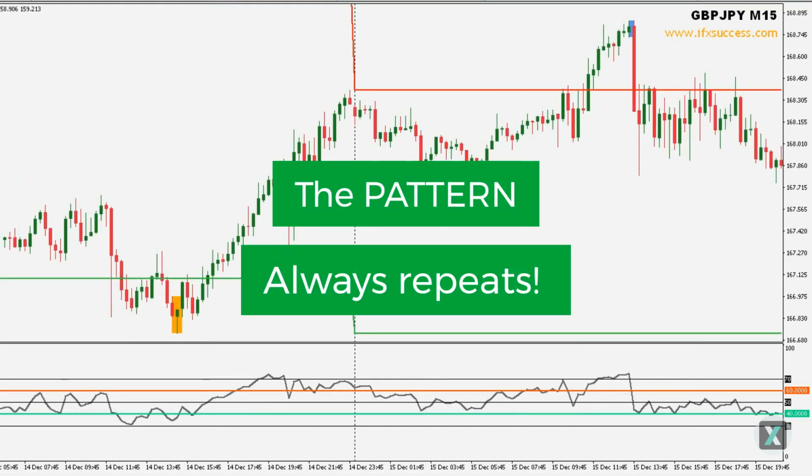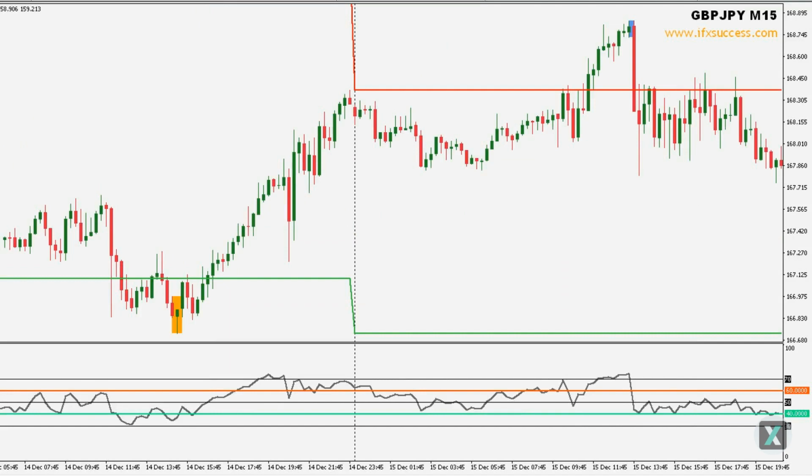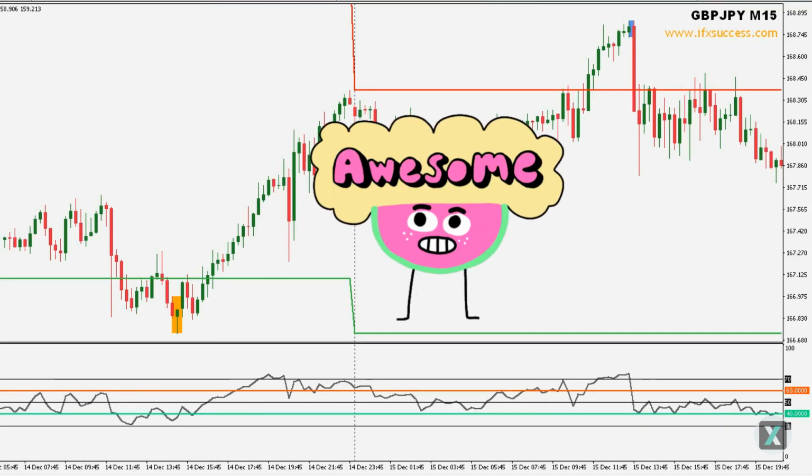Again, the pattern always repeats. You just have to be patient to wait for them. Always follow the simple rule and you will start to get awesome results.